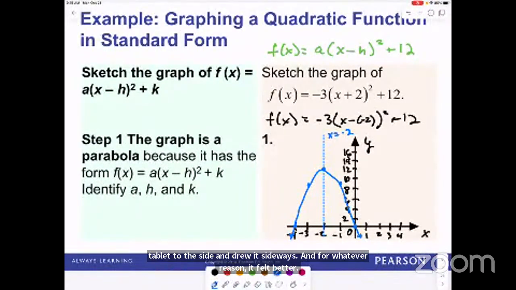Let's see. Yeah, okay. So that was just a showcase on us using the standard form of a quadratic.